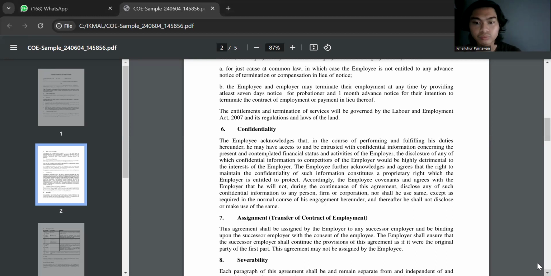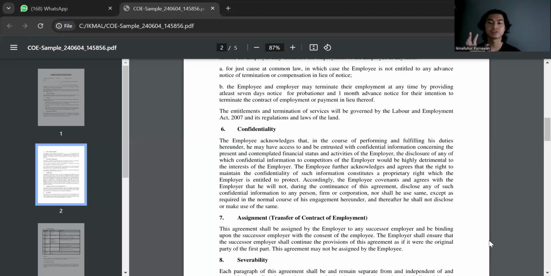So, basically, the employee could know every information of the employer. The disclosure of any of which confidential information to competitors of the employer will be highly detrimental to the interest of the employer. The employee further acknowledges and agrees that the right to maintain the confidentiality of such information constitutes a proprietary right which the employer is entitled to protect.